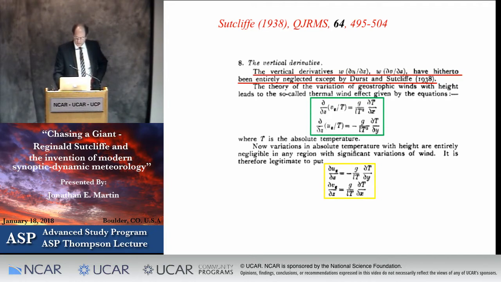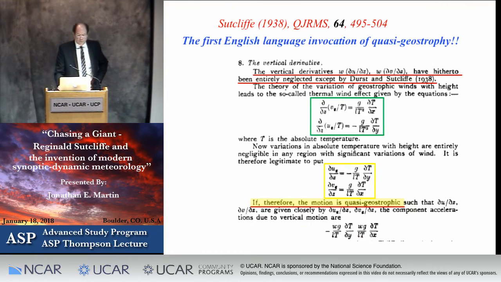They've already done it, but they're going to say, if therefore the motion is quasi-geostrophic. This is the first English language invocation of quasi-geostrophy in this paper, and it's Sutcliffe, 1938. Then you can make some statements about how this will relate to the temperature contrast and so on. So Sutcliffe's the first person to make the formal assumption of quasi-geostrophy. He is not the first person to actually prove it as an asymptotic theory, right? That's Charney, who comes along later on and does that.